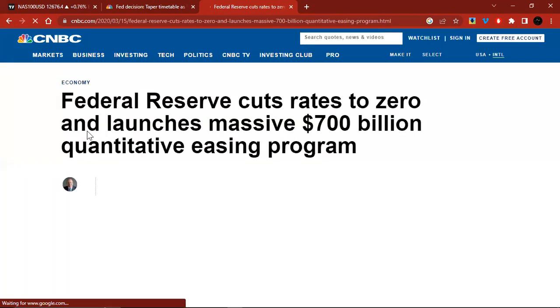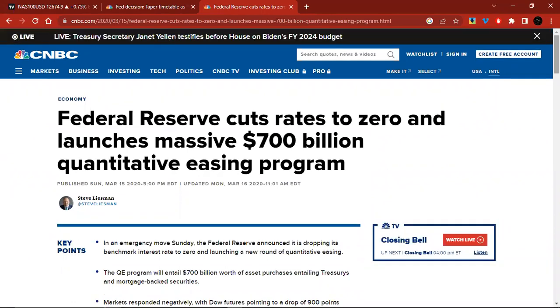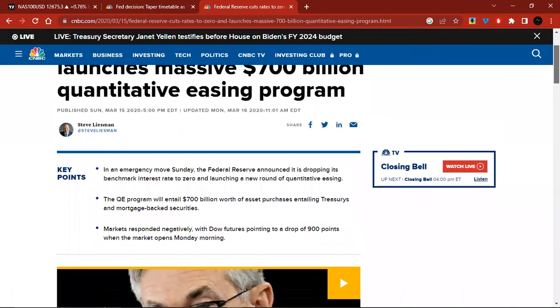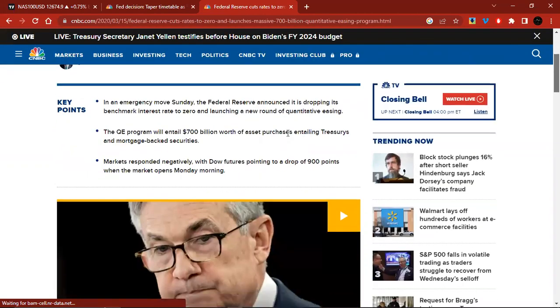The Federal Reserve cuts rates to zero and launches a massive 700 billion quantitative easing program in an emergency. Because of the pandemic, it's either quantitative easing or it's quantitative tightening. Just in simple terms, Masterclass 1, which is why I said that Masterclass is the most important. So the QE program, markets responded negatively with Dow futures pointing to a drop of 900 points when the market opens on Monday morning.